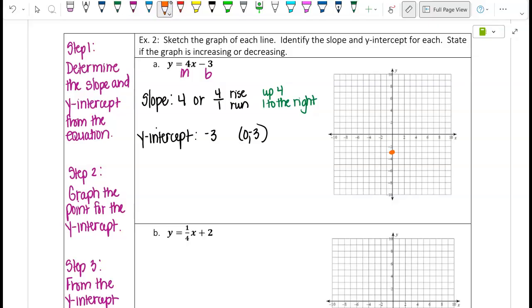So from that intercept that I graphed, I'm going to count up 4 and go 1 to the right, and there's my next point. From that point, I'm going to count up 4 again and 1 to the right. If I've counted correctly, those points should all be in a line together, and then I can take my straight edge and connect all the points. Remember that we are drawing the line all the way through the graph, and we are putting arrows on both ends.